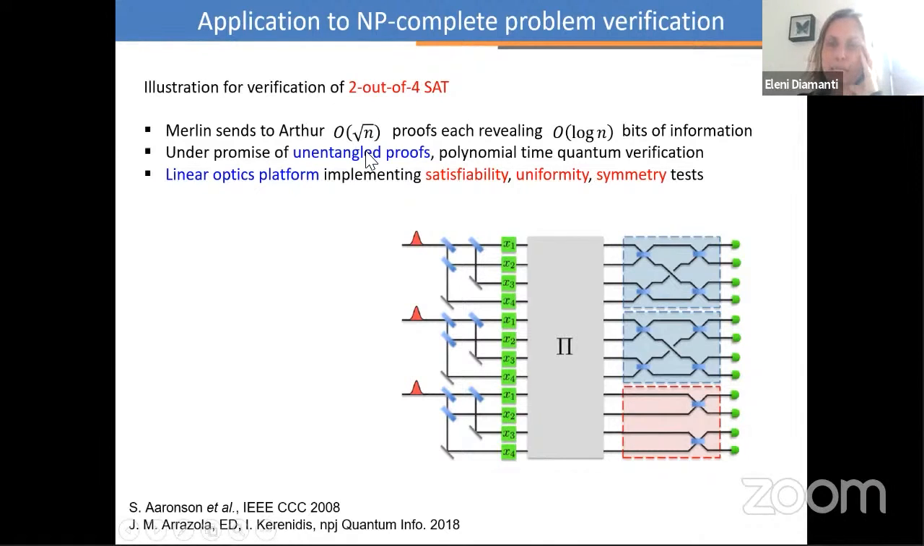So what we did initially, in a theoretical effort, is that we first took this protocol by Aaronson and we translated it into a linear optics platform.